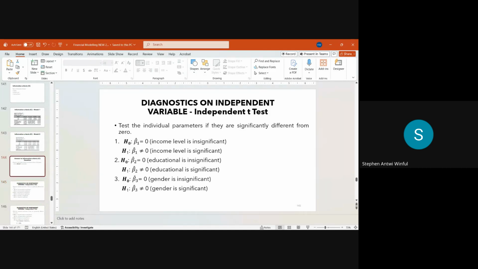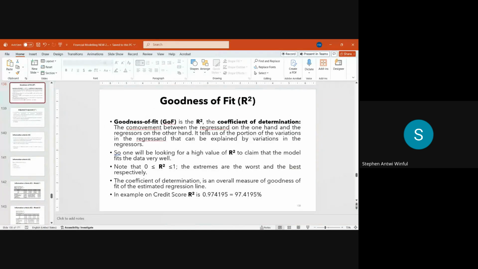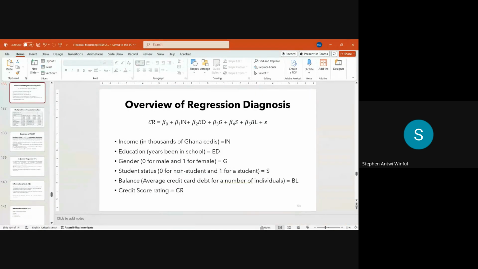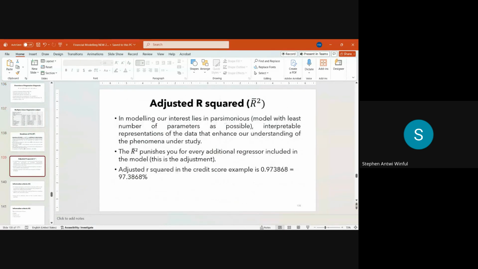Let me go back to the regression model we were using earlier to confirm for you. I see the model there. CR is equal to beta naught, plus the rest. So IN, ED, G, S, and BL are our independent variables. So we must also diagnose the efficacy of these variables. Is that okay? How significant they are to explain. The R squared we used gave us the collective interpretation of all the variables put together and how they are explaining. We can also know how individual variables explain the differentiations. Is that okay? That is the independent variable diagnosis.